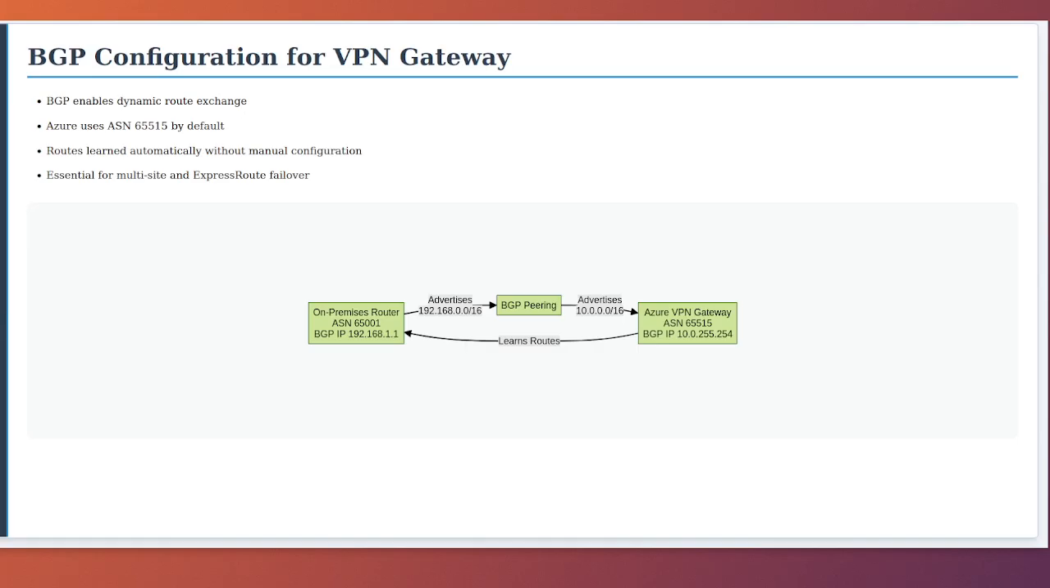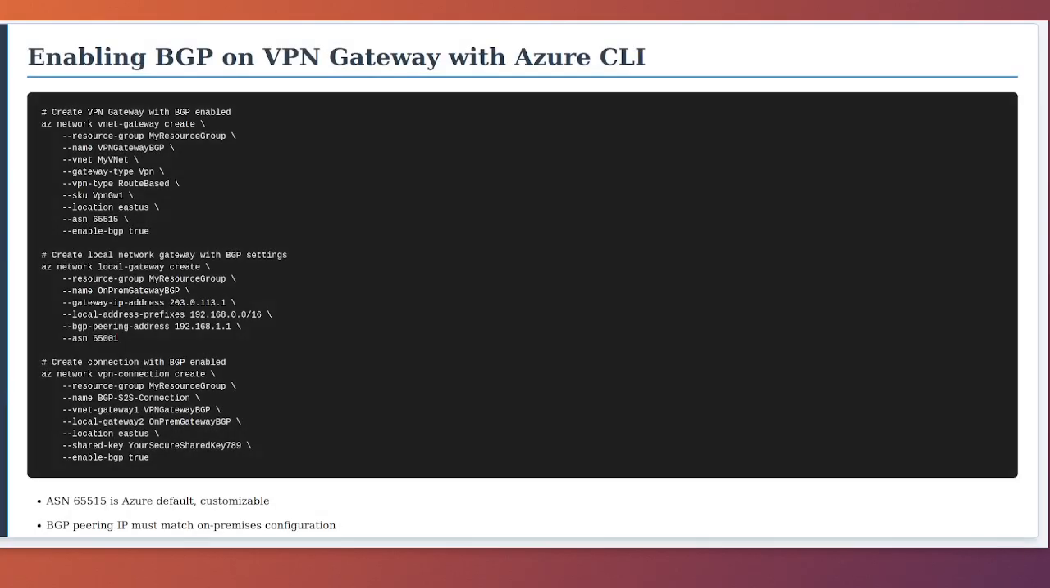The BGP peering IP addresses are typically allocated from the VPN tunnel IP address space, not from your main network ranges. Enabling BGP on VPN Gateway with Azure AZ. Enabling BGP on Azure VPN Gateway and establishing BGP peering with your on-premises network requires configuring BGP parameters on multiple resources, including the VPN gateway itself, the local network gateway, and the connection. Each configuration element plays a specific role in establishing the BGP peering session and exchanging routes.